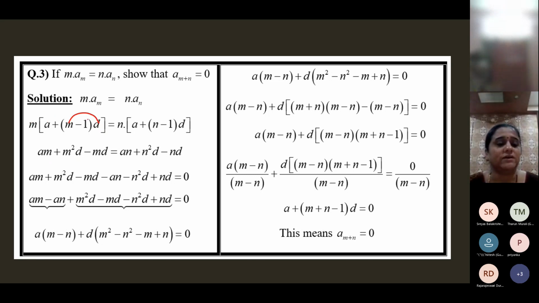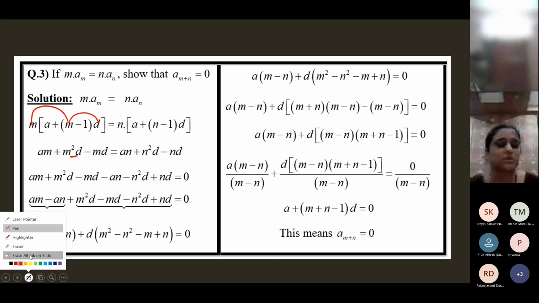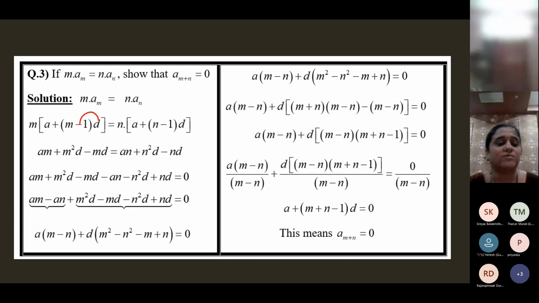M into d is md, into m square d. Minus 1 into d is minus d. Minus d into m, minus md, is equal to a into n is an. N into d is nd. There's an n outside here. So nd into n square d. Minus 1 into d is minus d into n. Minus d into n is minus nd.